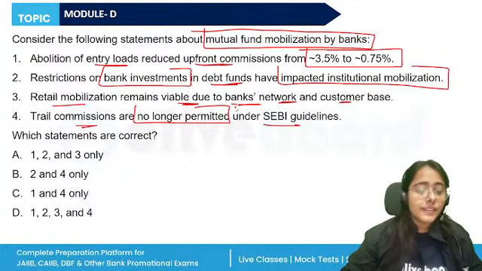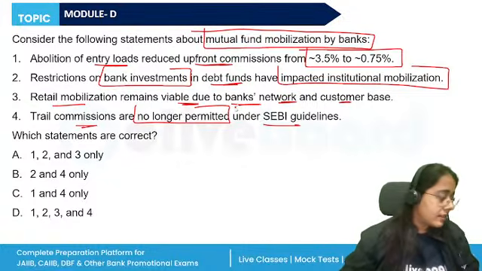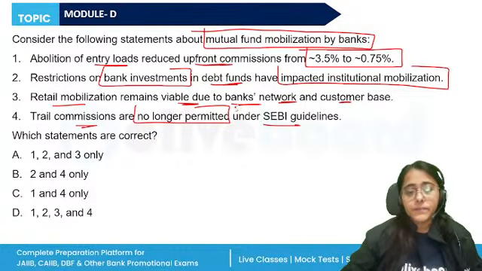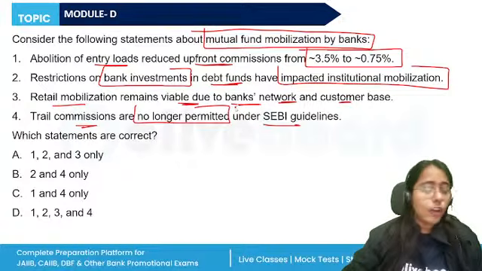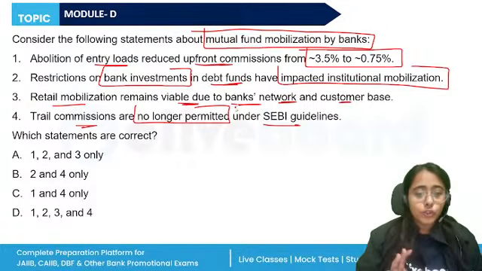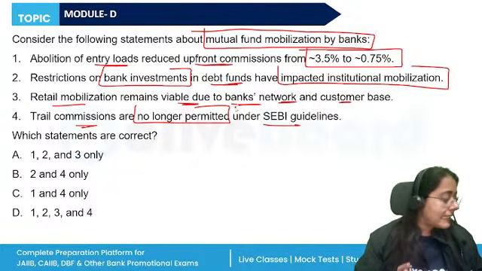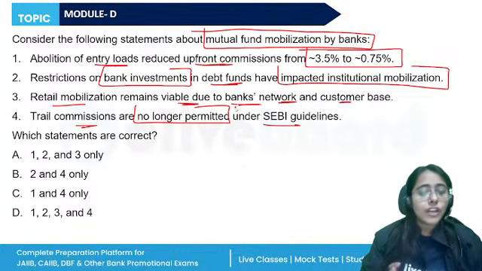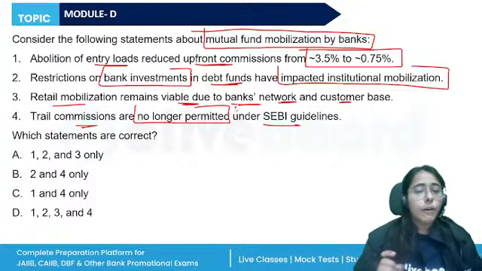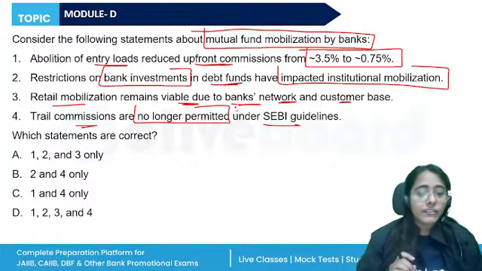Trail means what? Trail says the loyalty commission. Trail is the loyalty commission. So when the banks offer mutual funds, the first statement is true, right? Collection of entry loads for equity based schemes have been abolished. So the commissions which are offered have been reduced from 3 to 4% to now 0.75%.